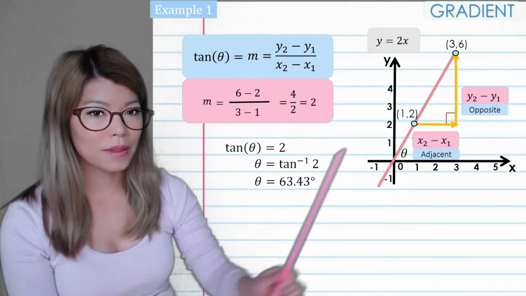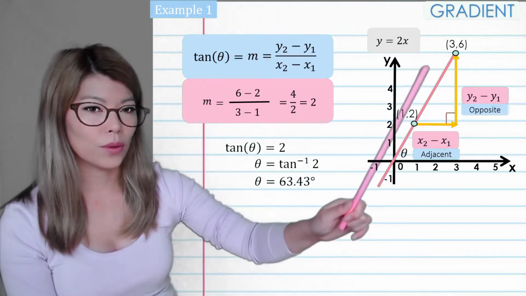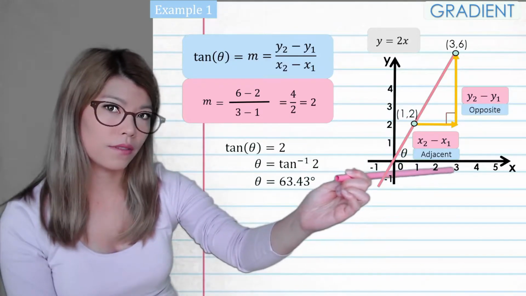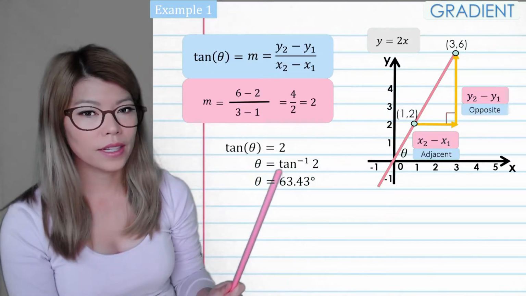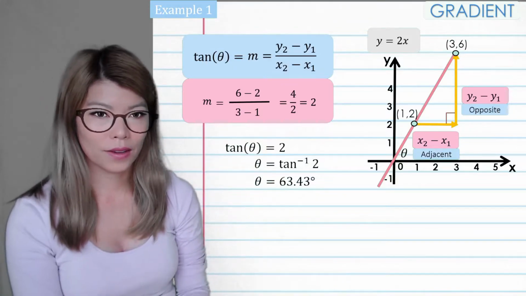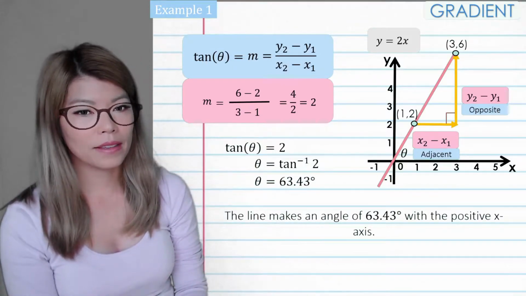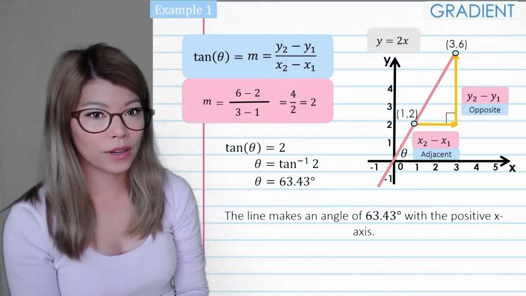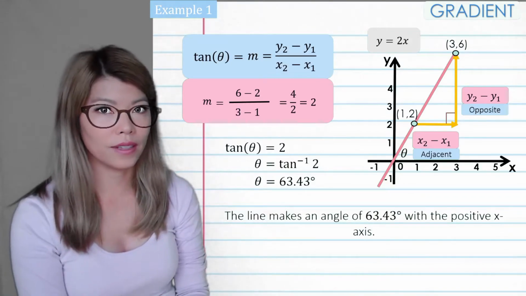So one more time, to find the angle between the line and the positive x-axis, we find the tan inverse of the gradient. So for this graph, the line makes an angle of 63.43 degrees with the positive x-axis.